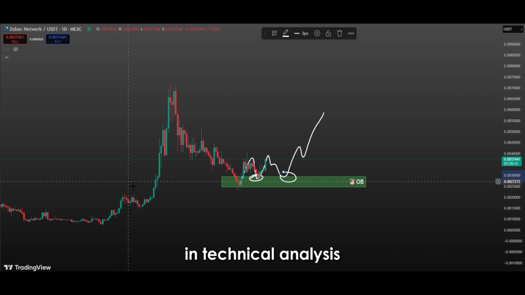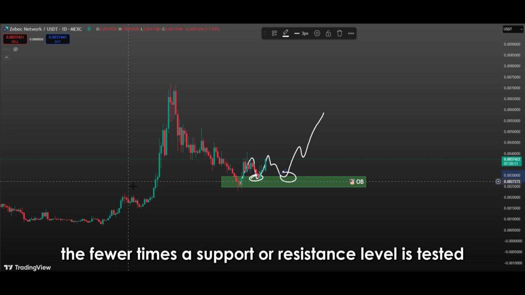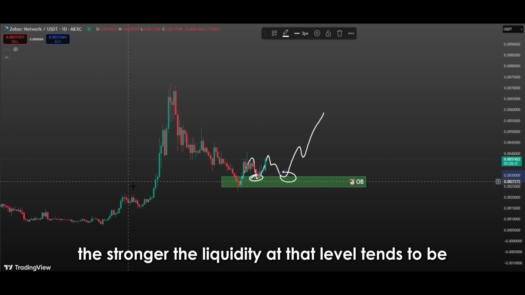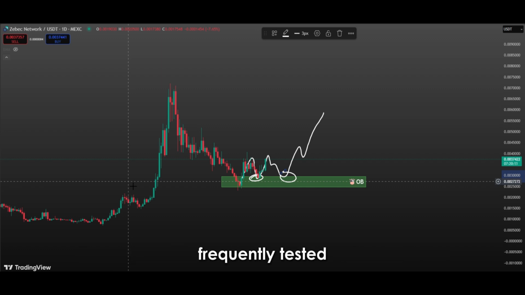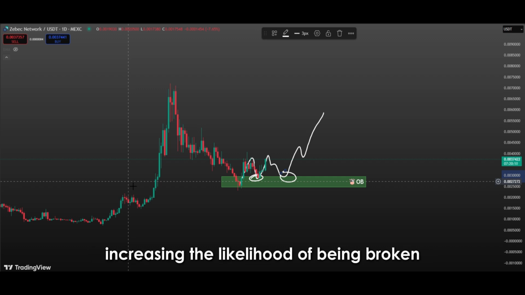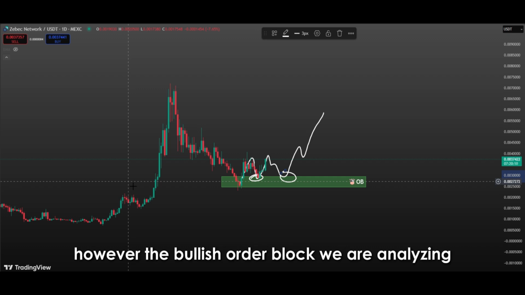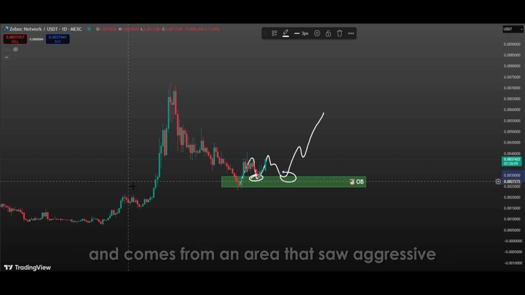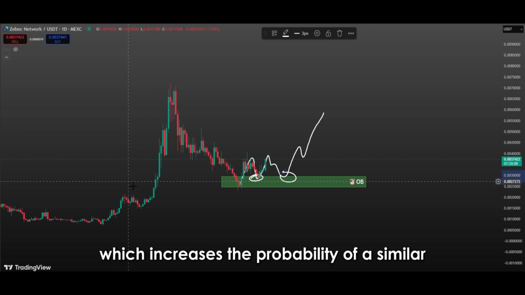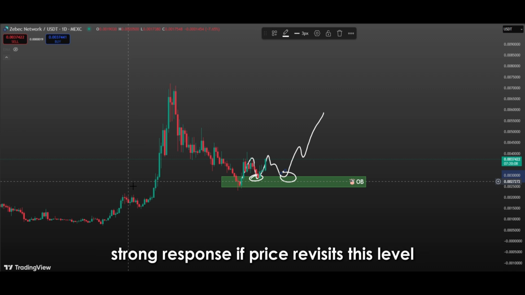In technical analysis, the fewer times a support or resistance level is tested, the stronger the liquidity at that level tends to be. Frequently tested levels may see diminished liquidity over time, increasing the likelihood of being broken. However, the bullish order block we are analyzing appears to be relatively fresh and comes from an area that saw aggressive buying reactions, which increases the probability of a similar strong response if price revisits this level.